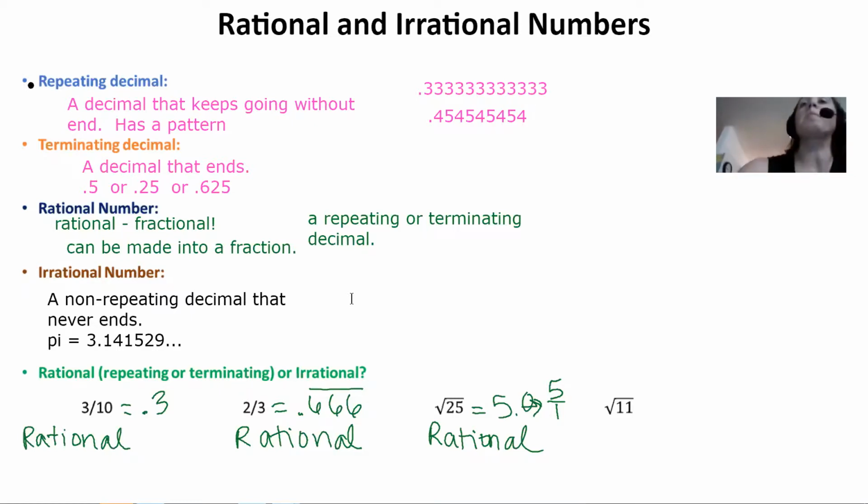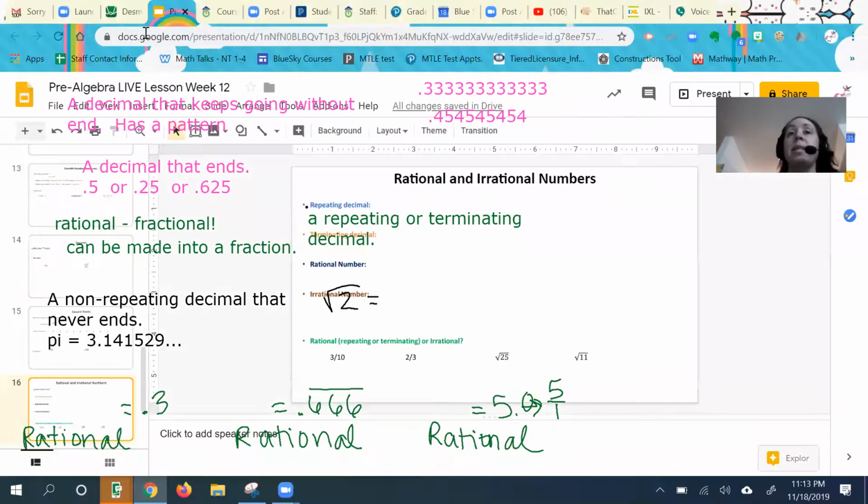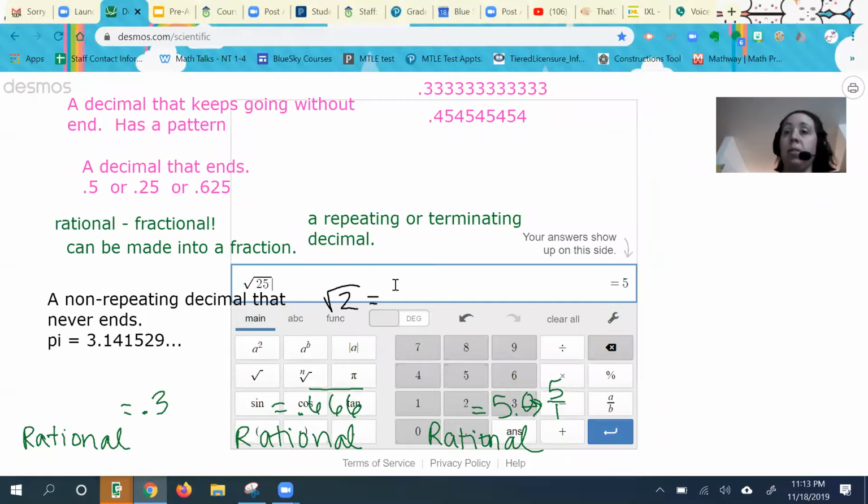Another example would be if you took the square root of 2, you would get this crazy decimal. Okay, and we can do that right now. We'll go to our friend Desmos. So let's change this 25 to a 2. Look at that. 1.4142. There's no pattern. It keeps going. So we would say that's definitely irrational.